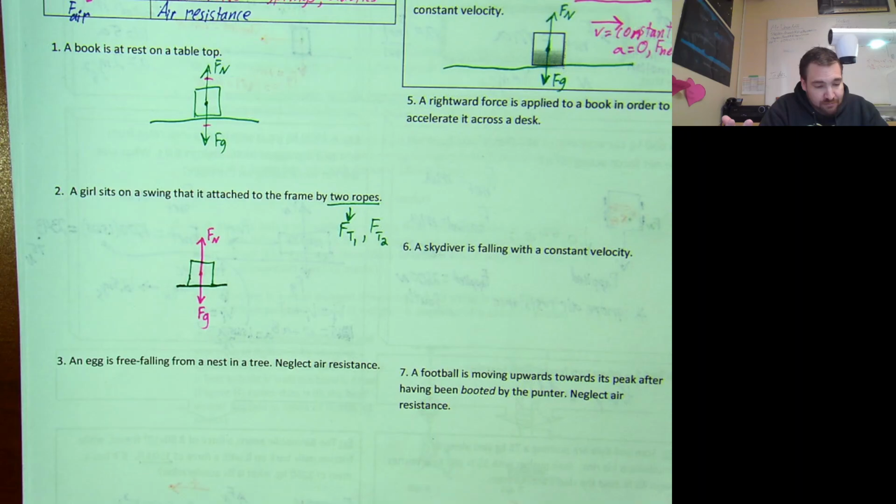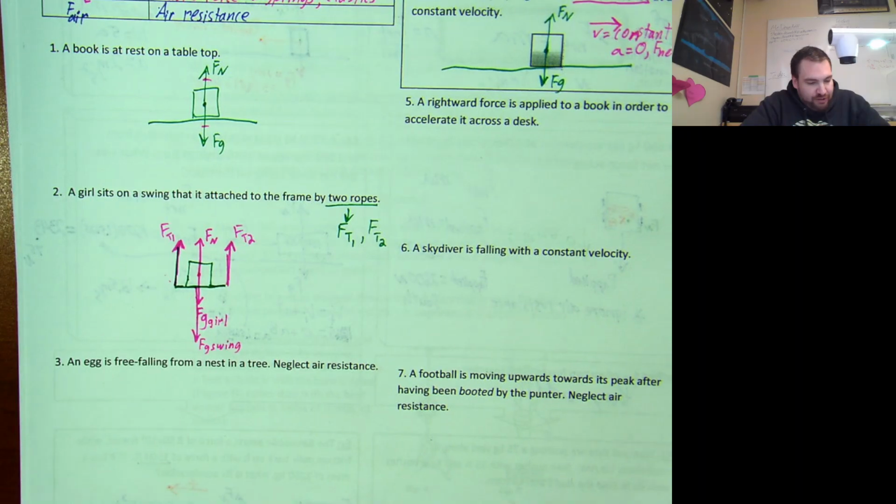Would be like the gravity force plus the weight of the girl. So if I call this FG girl, FG girl is the weight of the girl. There's one more FG that we haven't taken into account here. The weight of the swing seat. So I'm just going to draw it slightly off to the side. That's going to be FG swing.